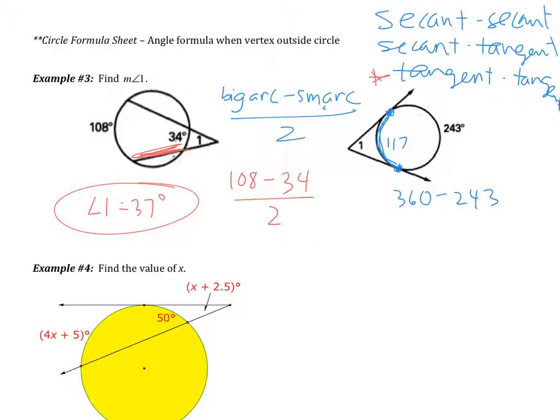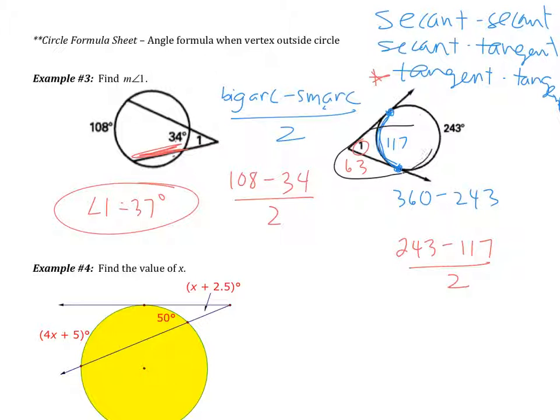Okay, this is a tangent-tangent situation. Notice the two black lines are both touching the circle. Okay, the one on the left was secant-secant because the two lines are going through the circle. So this is the one that's going to end up having a special case. Now when we go to calculate the measure of angle 1, we do the big arc, 243, minus the small arc, and then divided by 2. What do you get for the measure of angle 1? 63 degrees. All right, so ding, ding, ding, ding.